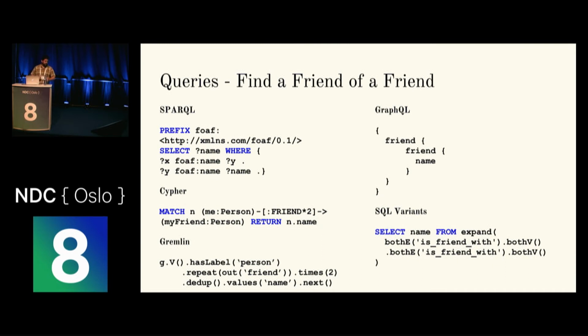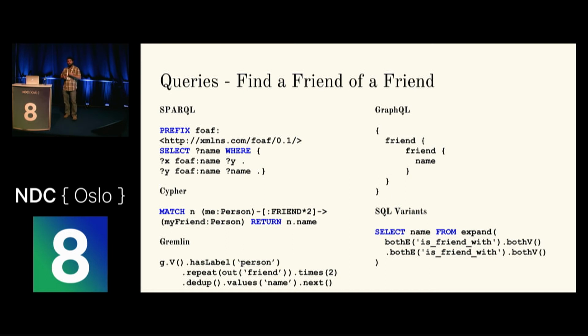So what you're seeing here is a very simple graph query written in all 5 different languages up there. This is a simple query: I want to find all the friends of my friends. The first one you'll see here is SPARQL.